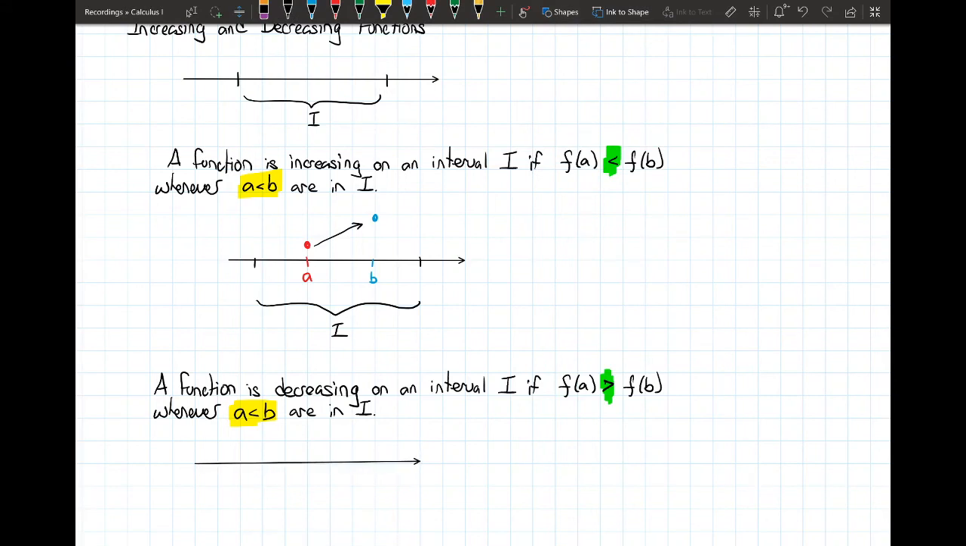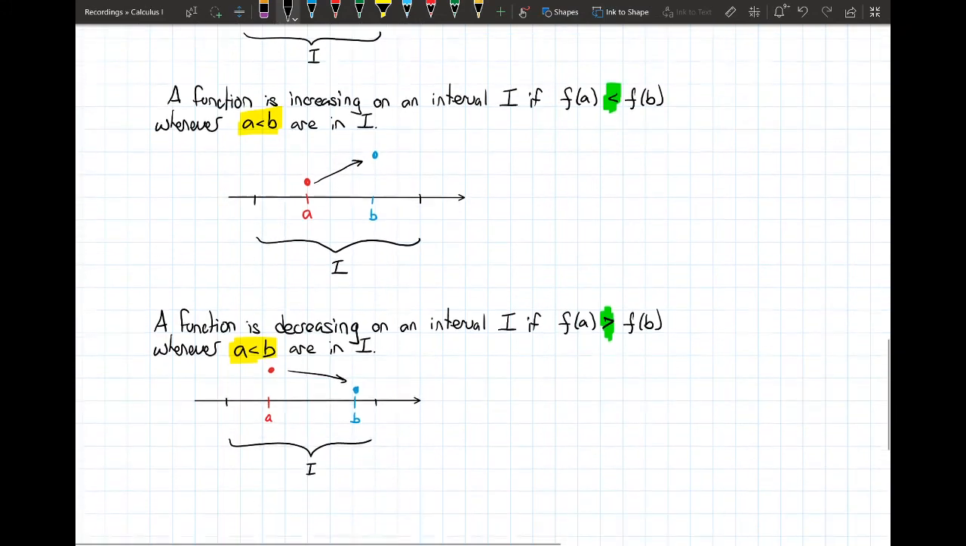Again, we've got our real number line. We've got an interval I, and you can choose a and b as you like so long as a is to the left of b. They could be really close to each other. They could be really far away from each other, so long as b is chosen to be farther away. And we're saying since it's decreasing, f of a is greater than the points to the right of a. It is decreasing.